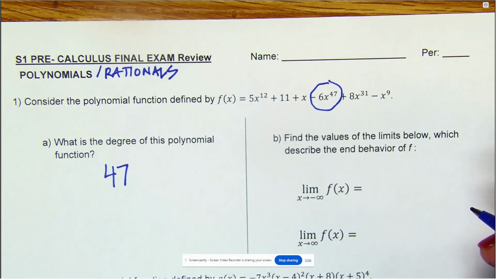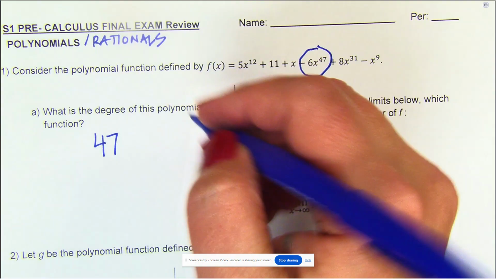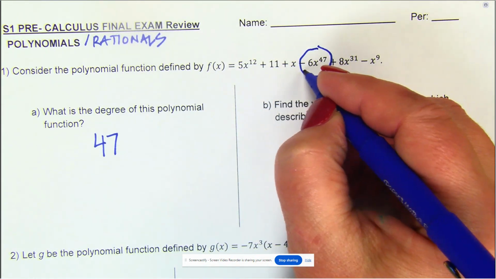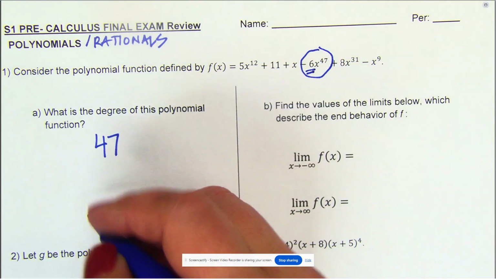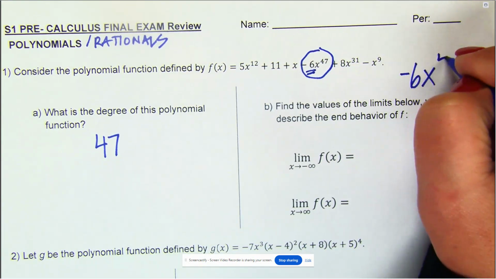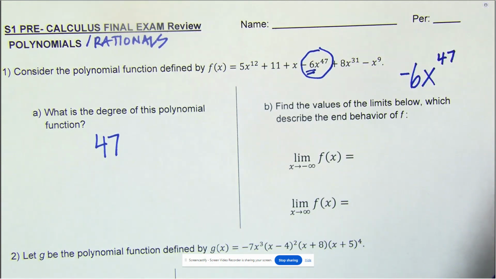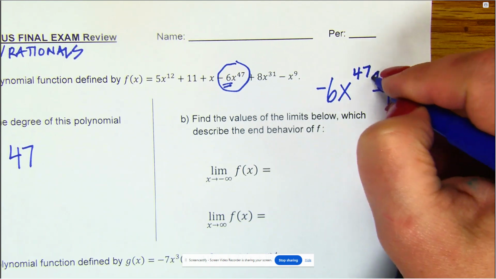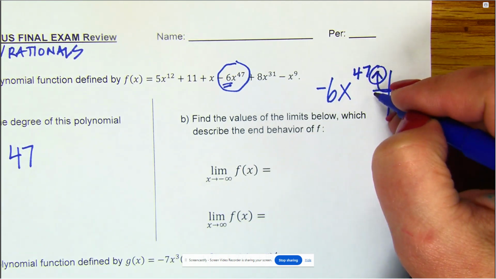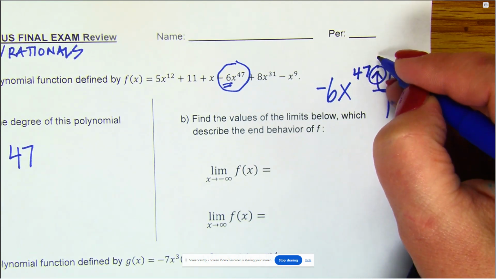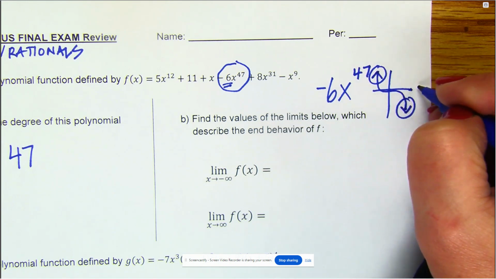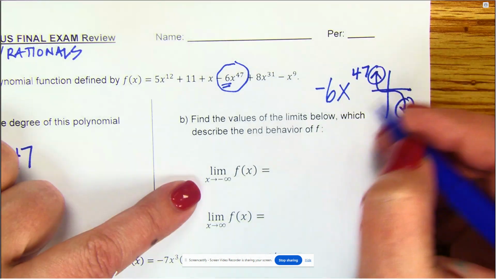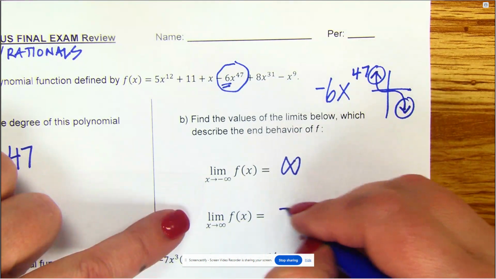The degree tells me the end behavior. An odd degree, the ends are going in opposite directions. Which direction is determined by this guy right here, the lead coefficient. So -6 with a 47 for the degree, so that is going like this. As I go to negative infinity in the x, it's going towards positive infinity. And as I head towards positive infinity for x, the function is headed towards negative. So I look at my little picture I drew.